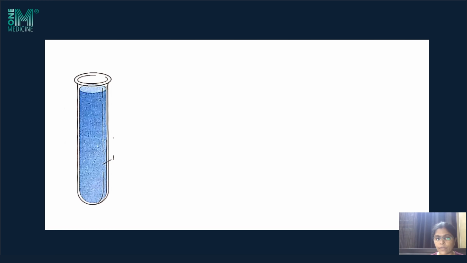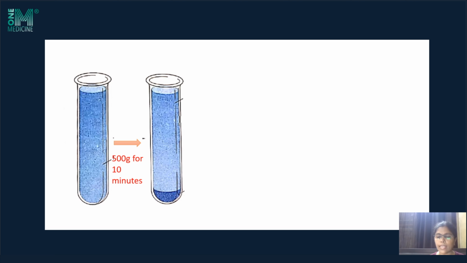From here, first I will centrifuge it at a speed of 500 G for 10 minutes. Fine. Then after that, what will I get? After spinning it, I will get a clear supernatant and a sediment at the bottom. This sediment is nothing but the nuclear fraction. And the supernatant, I will decant into another test tube.